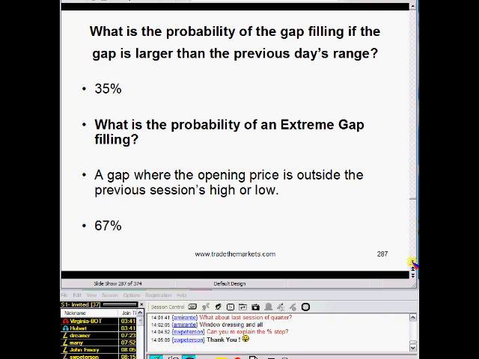Okay? What is the probability of an extreme gap filling? It's 67%. A gap where the opening price is outside the previous high or low. Okay? So now this statistic is different from what's the probability of a gap filling when it's larger than the previous day's range. If it takes out the low or the high, it's got a 67% chance of filling.